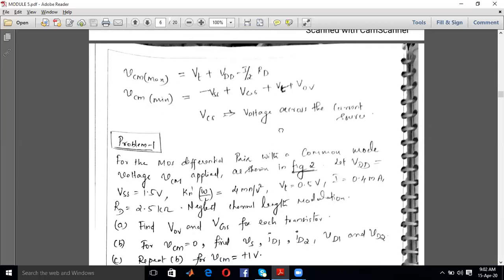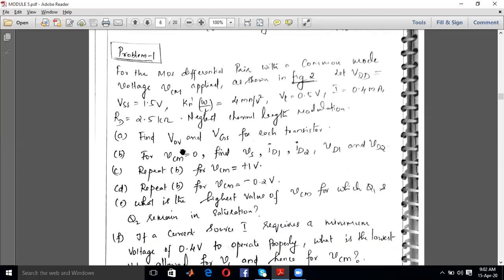So the first question is, got the idea? You have to find the VOV, that is the overdrive voltage, along with the gate source voltage of each transistor. Why is it not specified as VGS1 or VGS2? Because it is understood that the two gate terminals are the same and the two source terminals are also shorted. So the two gate source voltages of the two transistors are going to be the same, so I just mentioned VGS as such.